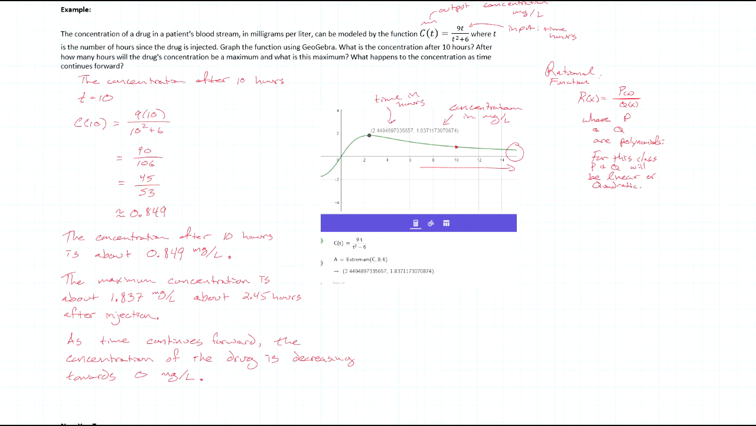Now, not all rational functions look like this. This is just our first example. You'll go ahead and look at another example for the Now You Try. Go ahead and give that one a shot, and in the next video, we'll walk through that solution.